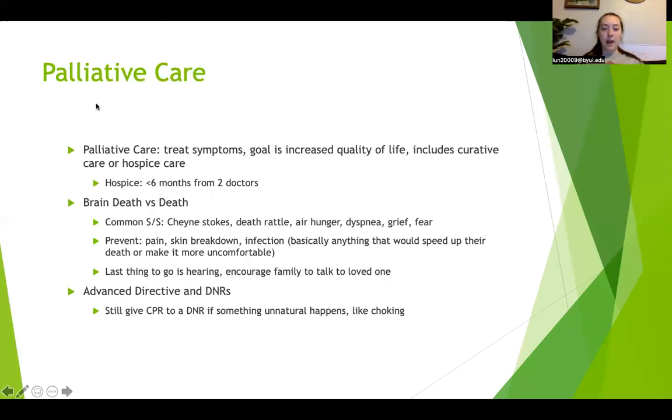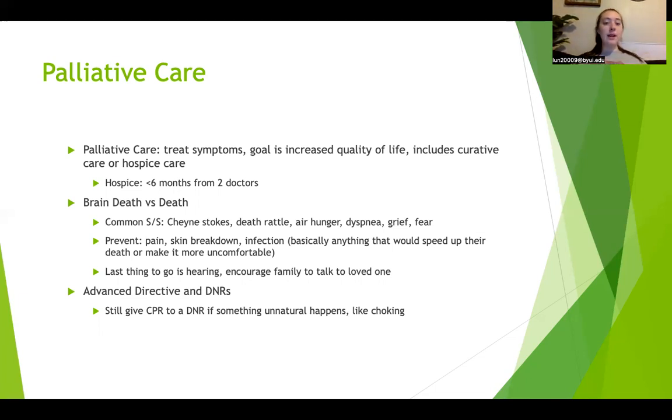Okay, palliative care. Palliative care treats symptoms. Goal is increase quality of life, includes curative care or hospice. So palliative doesn't mean you're necessarily giving up, I guess you can say. You just are trying to help control symptoms so you can have a better quality of life. Hospice, though, is no cure, no treatment. It is a terminal diagnosis. You're confirmed to have less than 6 months to live by two different doctors, and that's how you meet hospice criteria.